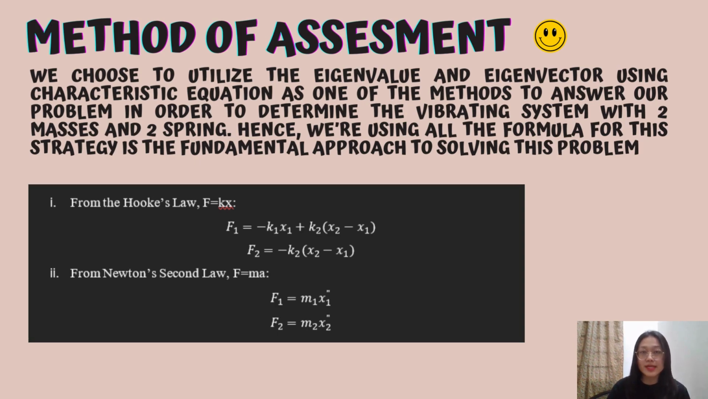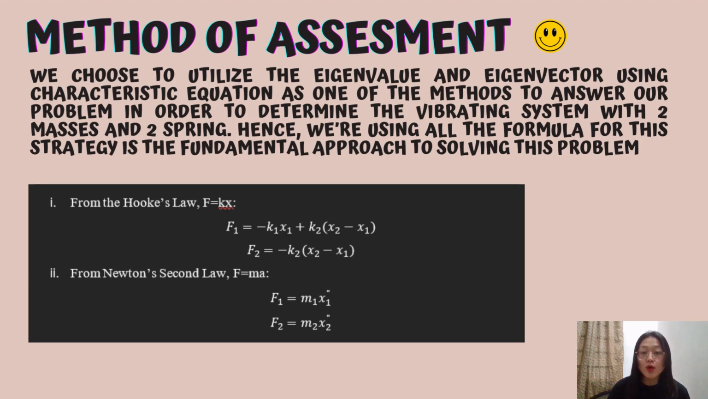So today I will present the method of assessment. In this report, we choose to utilize the eigenvalue and eigenvector using the characteristic equation as one of the methods to answer our problem in order to determine the vibrating system with two masses and two springs. We are using all the formulas for this strategy as the fundamental approach to solving this problem.